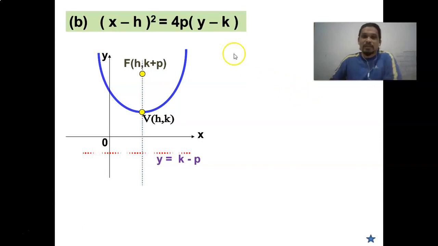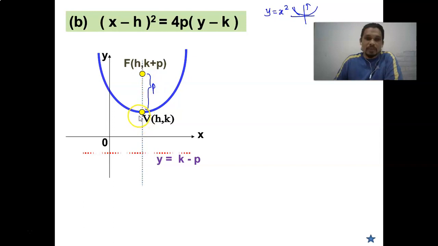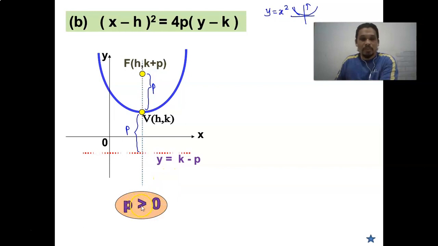As you see here, y to the power of 1 and x to the power of 2. So let's say I come up with y equal to x squared. Then the graph curve is either facing up or facing down. The distance from the vertex v to the focus point is p, and the distance from v to the directrix line is also p. When p is positive, greater than 0, the parabola opens upward.